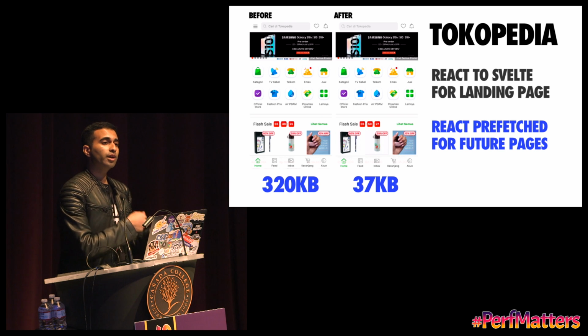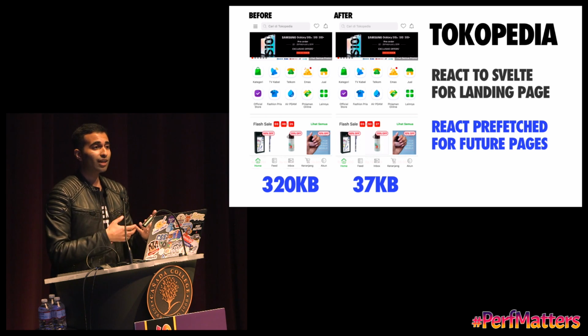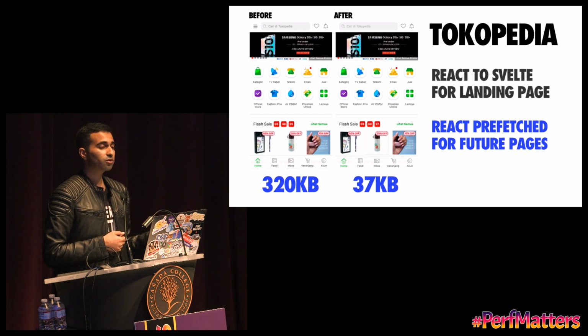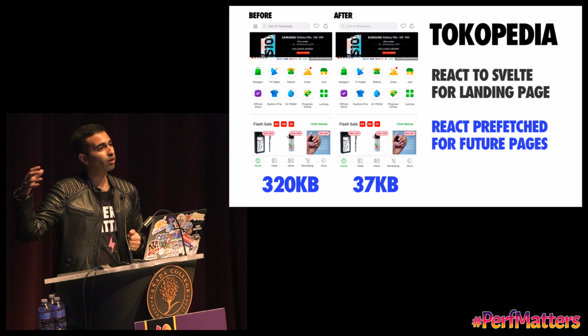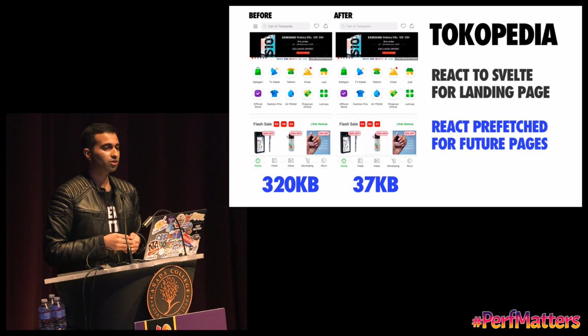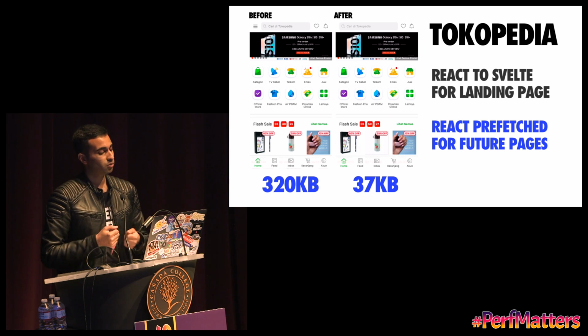So they rewrote their landing pages, moving away from React, porting them over to Svelte. And what they discovered was that between that change and other changes, they were actually able to reduce their JavaScript bundle sizes from 320 kilobytes down to 37 kilobytes for those pages. A massive improvement. Now they're still prefetching React for the more complex things further down their funnel. And the idea here is just to try finding balance between developer convenience and user experience.